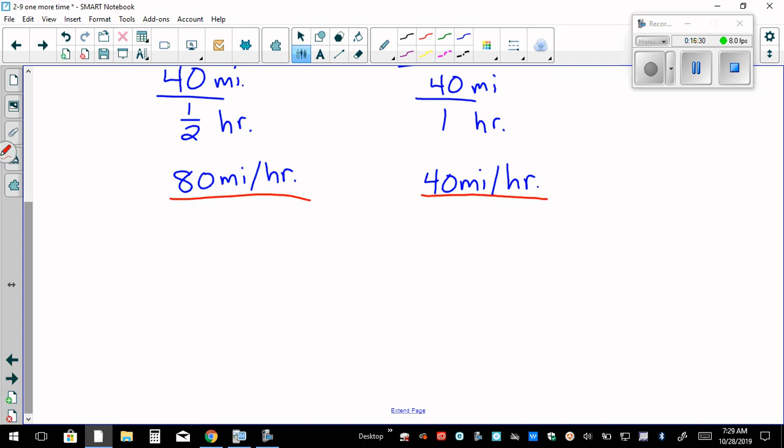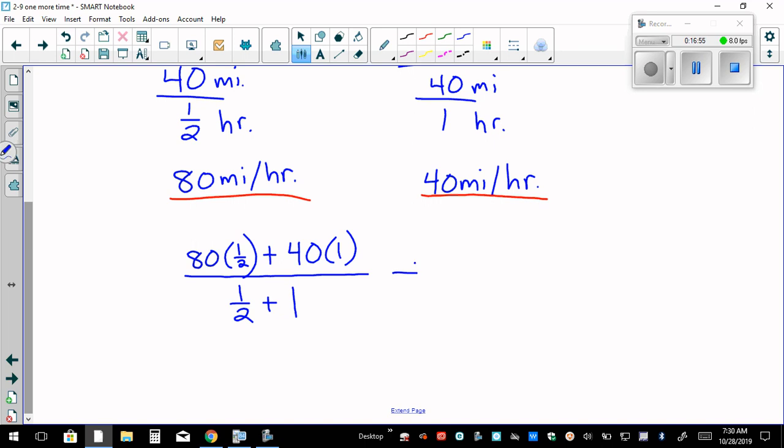So we're going to take her 80 miles per hour times a half an hour, and we're going to add to it her 40 miles per hour on the return trip times 1 hour, and we're going to divide that whole thing by the total time, which is 1/2 hour to get there and an hour to get home. So that's 1 plus 1/2.